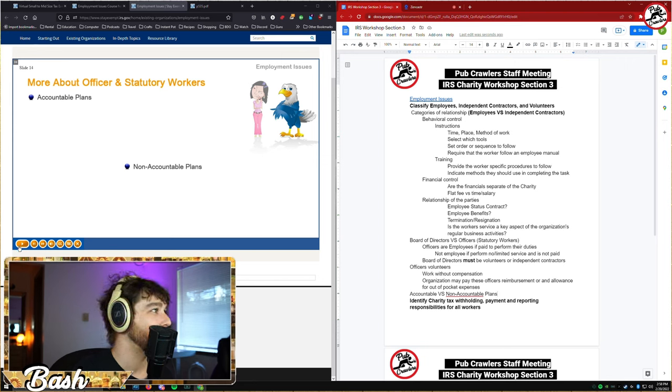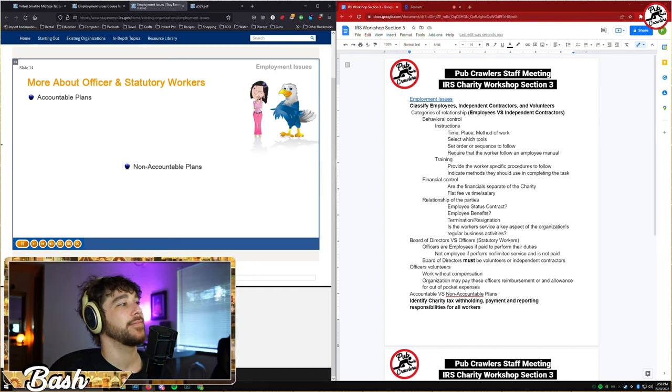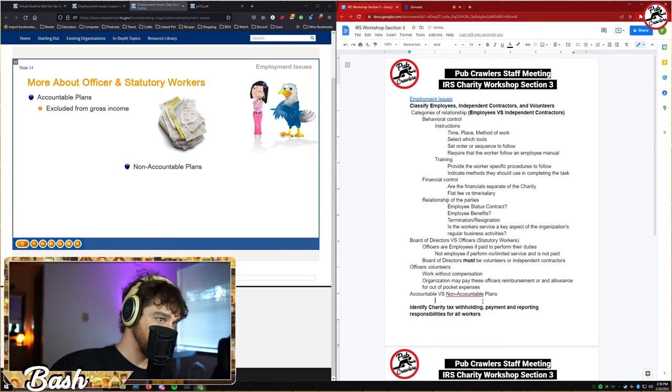Anyways, can you give me an example of the difference? Sure. Substantiated deductible business expenses made under accountable plans may be excluded from an officer's or employee's gross income and aren't subject.